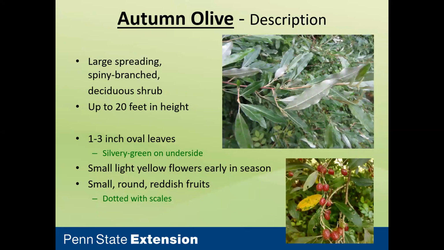So autumn olive is just the opposite as far as control goes, because this plant is very susceptible to triclopyr, unlike the shrub honeysuckle. So the way to distinguish autumn olive is that silvery underside to the leaf. It grows to about 20 feet in height. It does have spiny branches on it, so look for those spines and be careful if you're cutting it and you're trying to remove it that way. It also has these small light yellow flowers, which I'll show you on the next slide here, and these red roundish fruits that are dotted with these little scales. So that's another real characteristic to identify the plant.